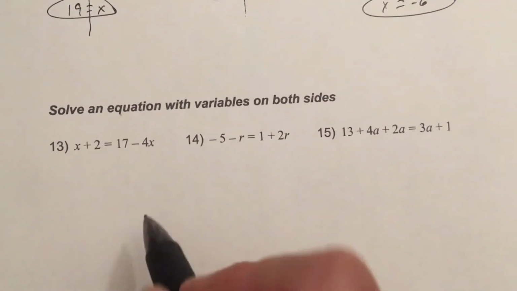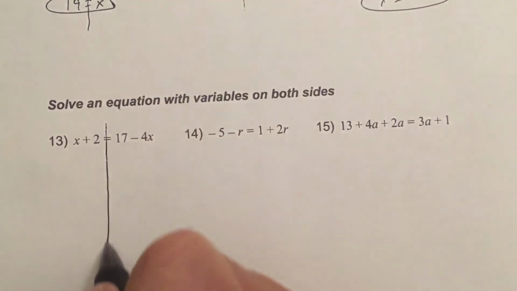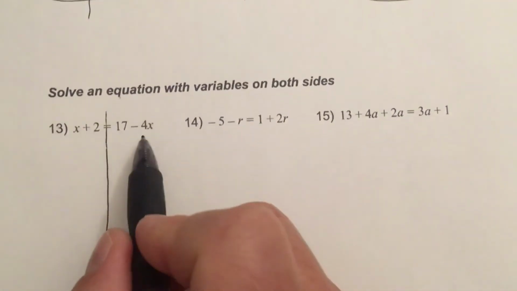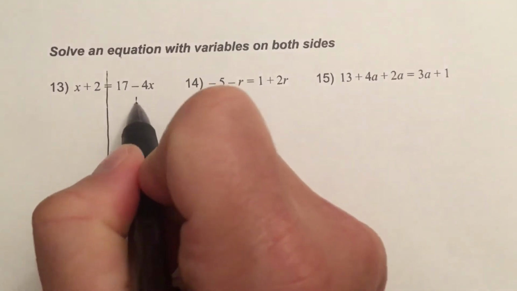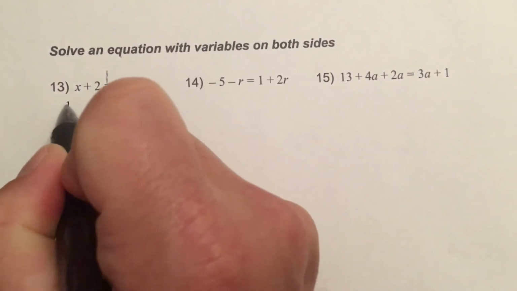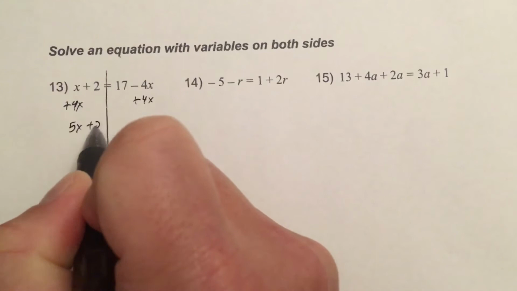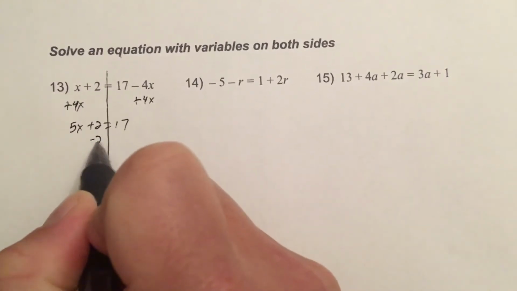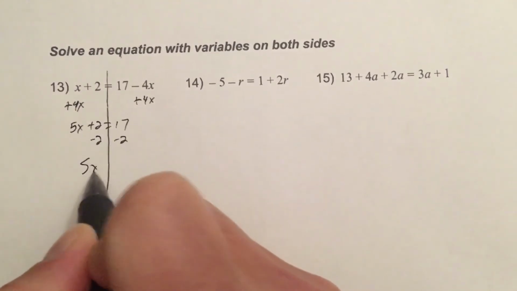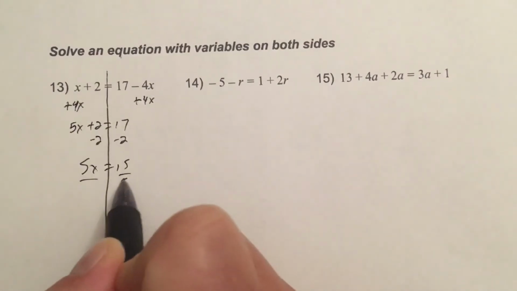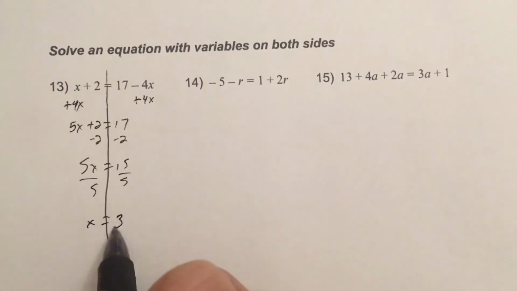Now when we see variables on both sides, different story. Now we want to get rid of one of those, and usually the one that has the smaller number is the one to do. At least I think that'll be the easiest way. So this would give us 5x plus 2 equals 17. Subtract that 2, 5x equals 15. Divide by 5, we get x equal to 3.